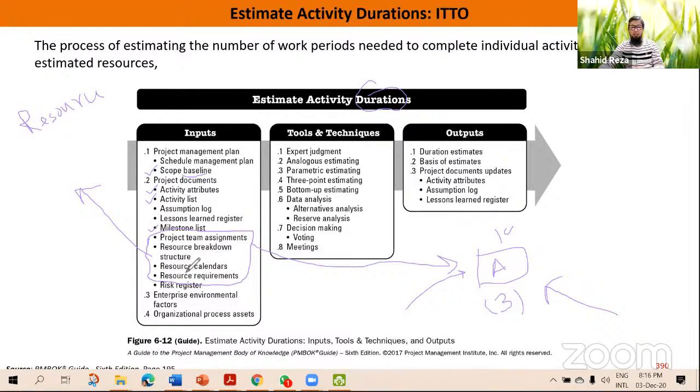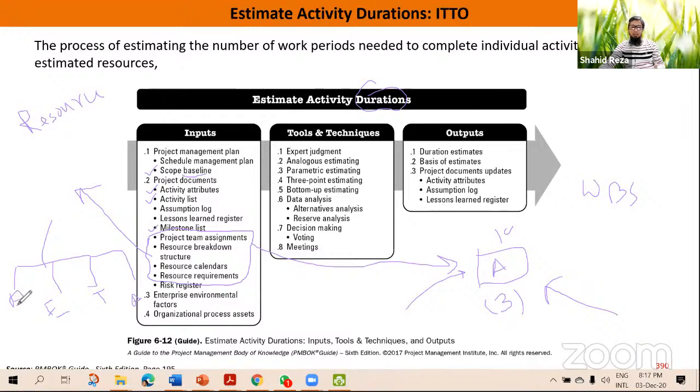And the resource breakdown structure will help you. We have talked about the work breakdown structure, right? Breaking the project into components. The resource breakdown structure is the resources you need for the project, broken down by category. For example, we need programmers, engineers, testers, architects. So these are the groups.